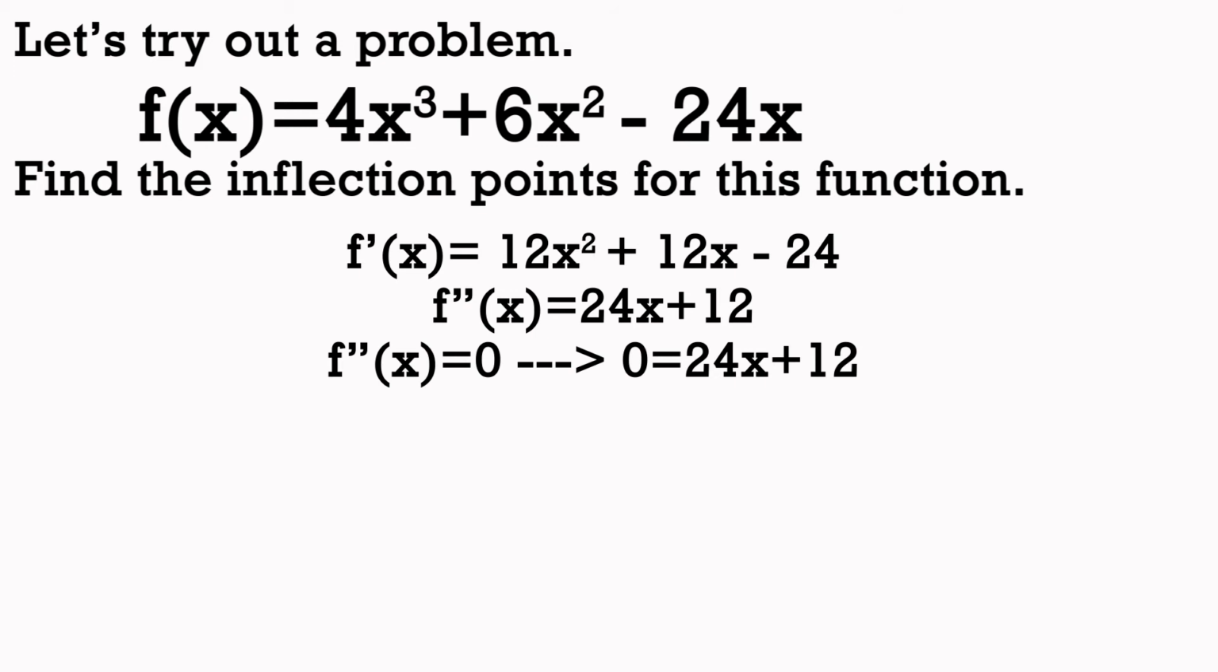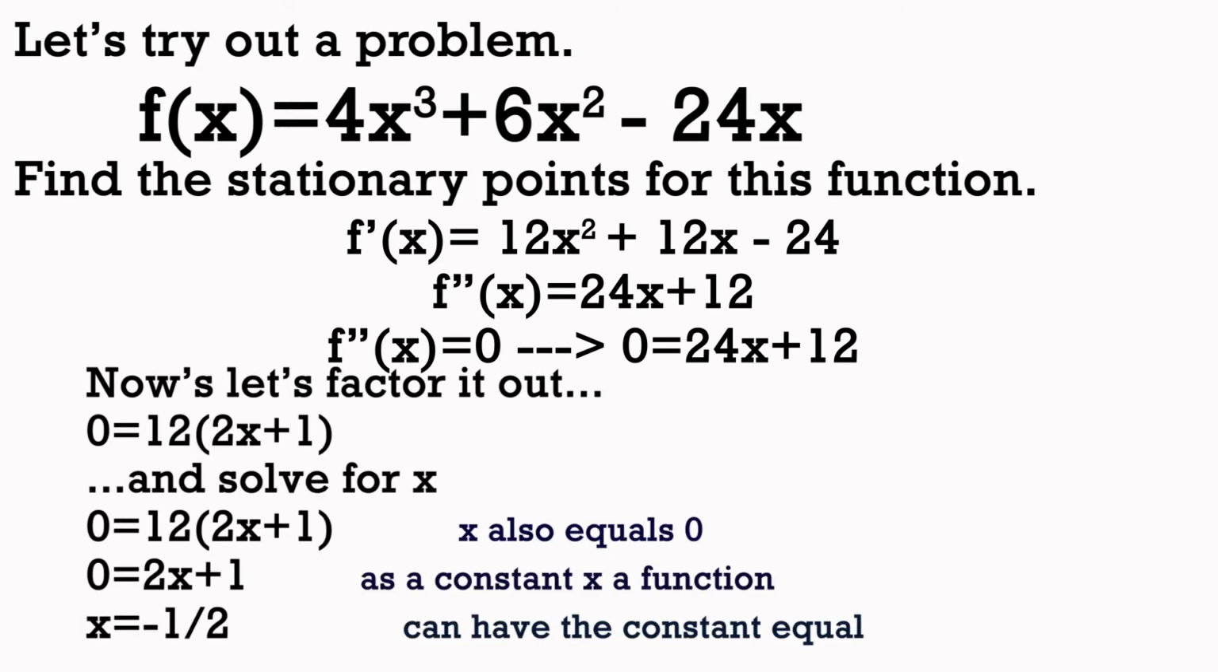We know that the first derivative is 12x squared plus 12x minus 24. That makes the second derivative 24x plus 12. Let's put it equal to 0, which helps us factor it out. As in this case, 12 is a common factor between 24x and 12. Now let's solve for x by making each part of the function equal to 0.